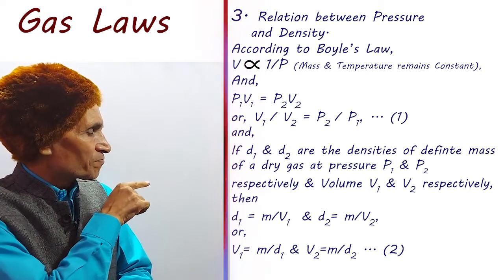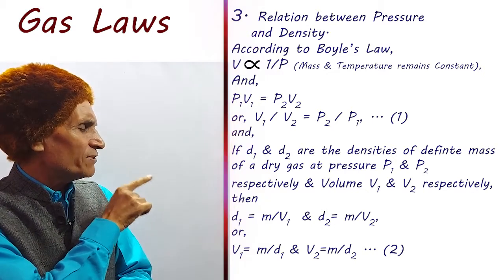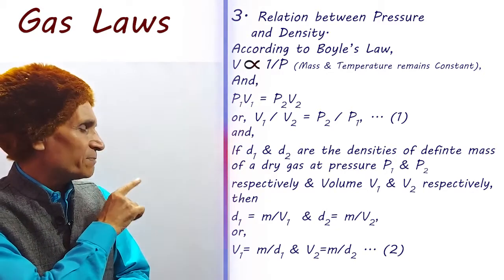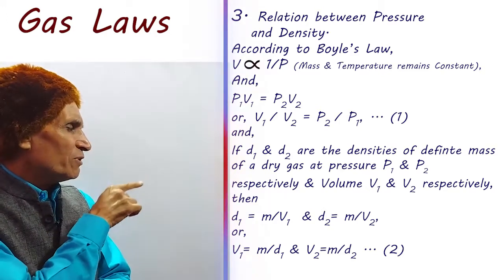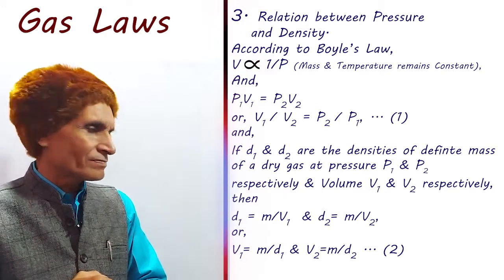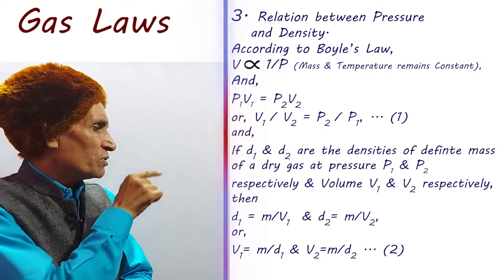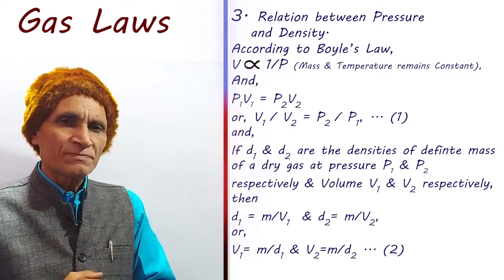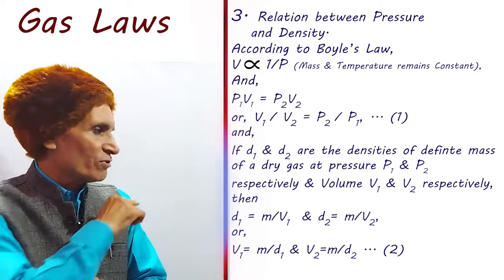Then, if V1 and V2 are the volumes occupied by a definite mass of a dry gas at pressures P1 and P2 respectively, then P1 V1 equals P2 V2, or V1 by V2 equals P2 by P1. This is equation number 1.